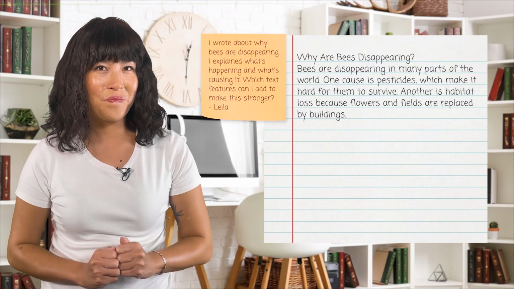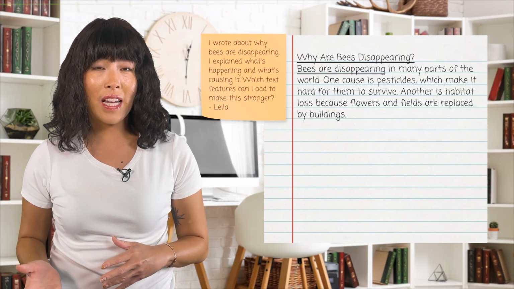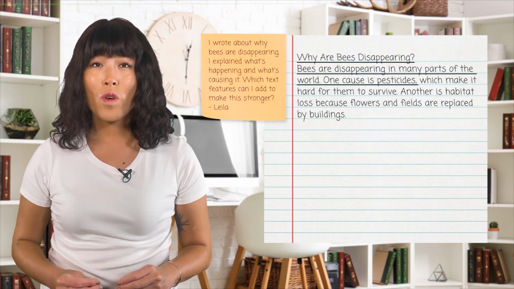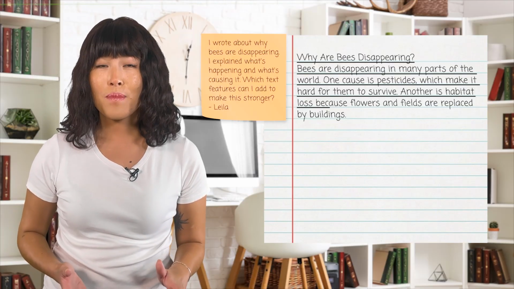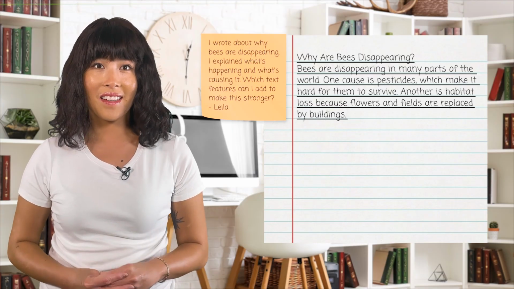Let's read. Why are bees disappearing? Bees are disappearing in many parts of the world. One cause is pesticides, which make it hard for them to survive. Another is habitat loss because flowers and fields are replaced by buildings.